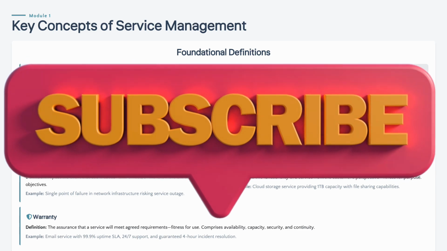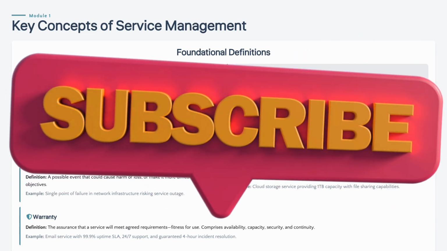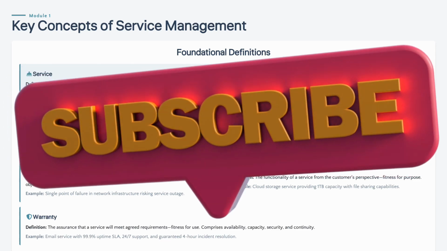Now, output is what the service produces, like a deliverable. Outputs are important, but they are not the same as outcomes.